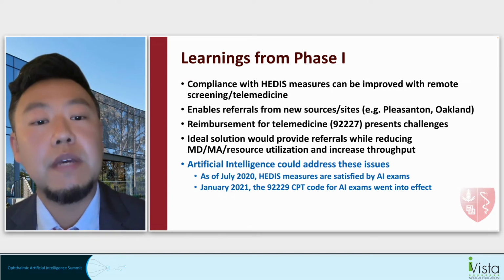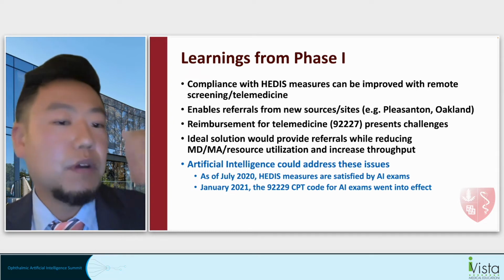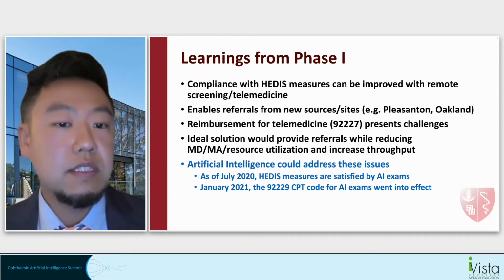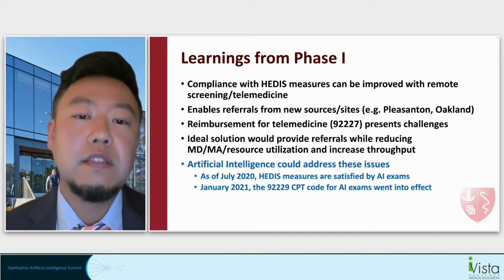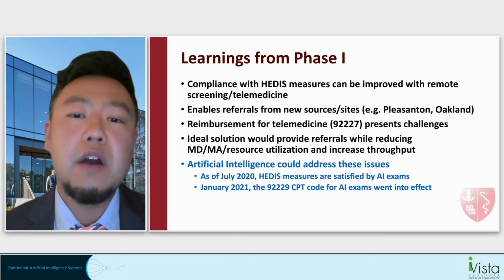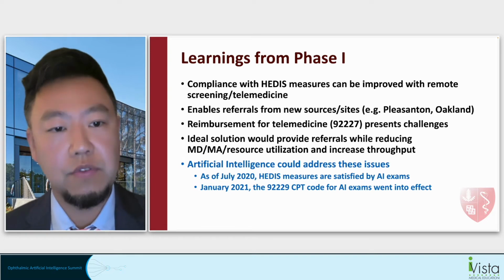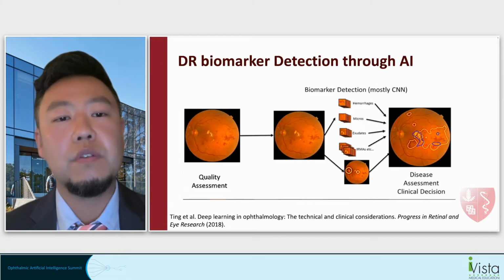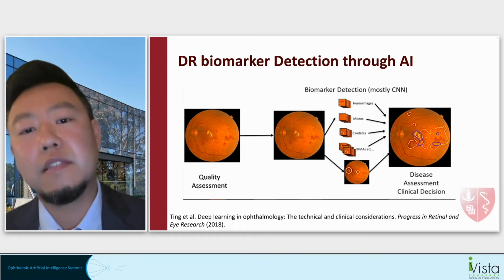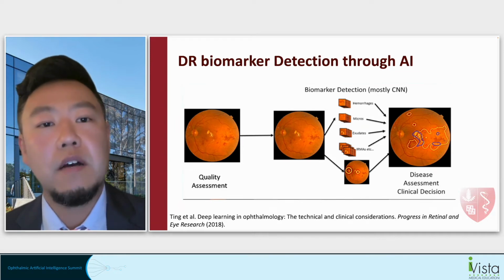And we thought that at the time, in mid 2020, our AI could do this. What allowed us to do that was the fact that the HEDIS measures at that point were declared to allow an AI exam to satisfy those measures for primary care doctors. And then CPT code 92229 was put into effect. So that opened the door for us to incorporate AI, in our case the IDx-DR system. And how does AI work?